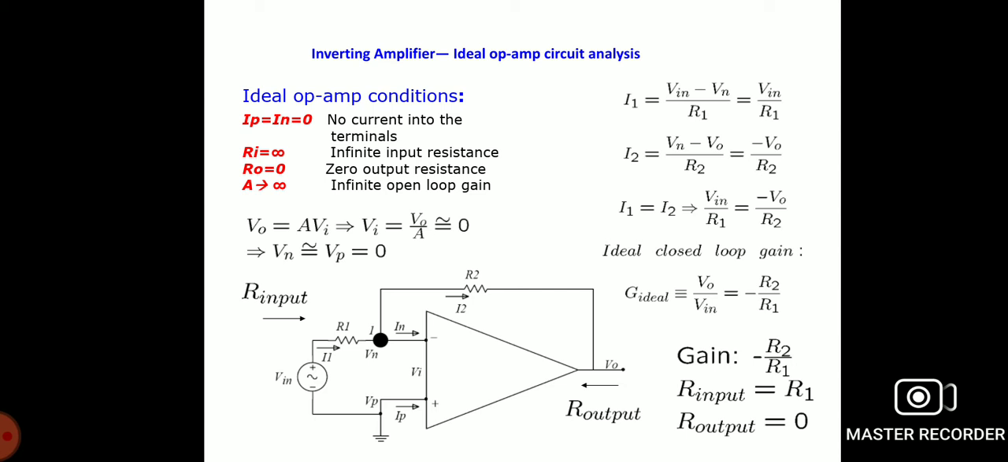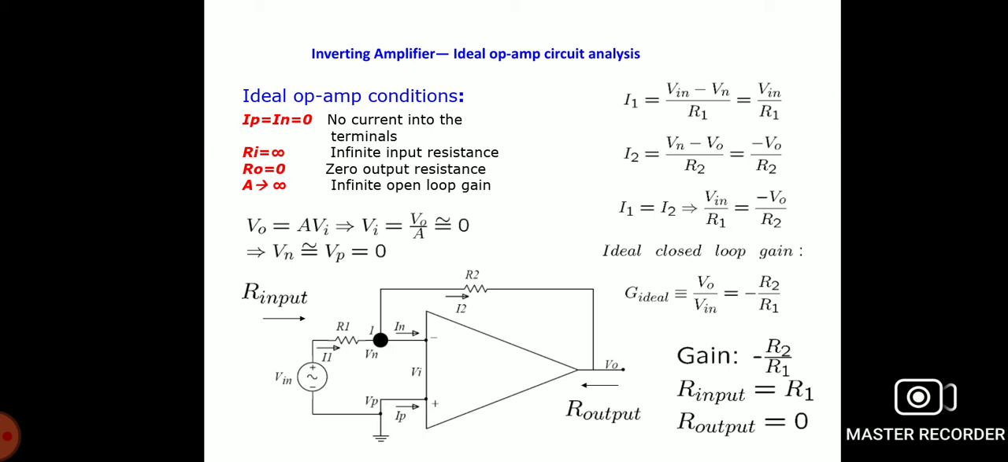So we can find out the circuit analysis. The current I1 equal to (input voltage minus Vn) divided by R1 is equal to input voltage divided by input resistance R1, and I2 equal to (Vn minus V0) divided by R2 is nothing but minus V0 divided by R2, and I1 equal to I2, so V in divided by input resistance R1 equals minus V0 divided by R2.